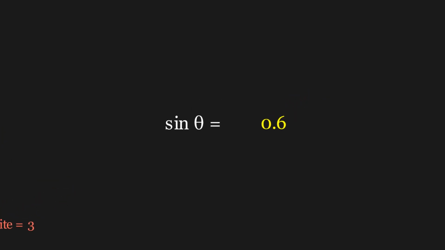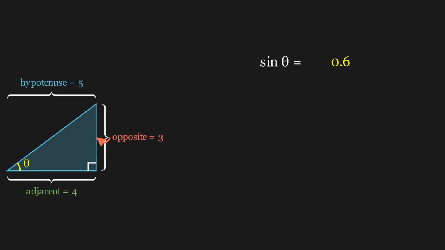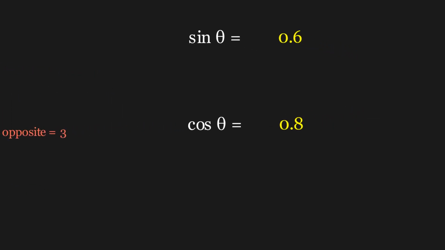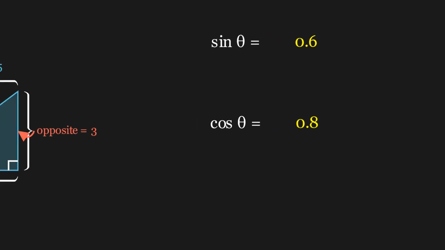Notice something neat here. Tangent is actually just sine divided by cosine. Watch, 0.6 divided by 0.8 equals 0.75. Same answer we got directly. That's not a coincidence. It's true for every angle, every triangle, always. Tangent equals sine divided by cosine.